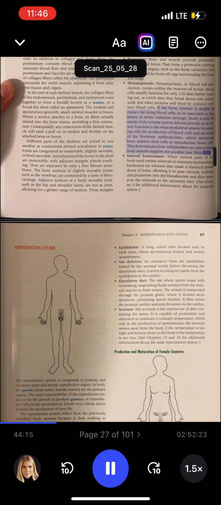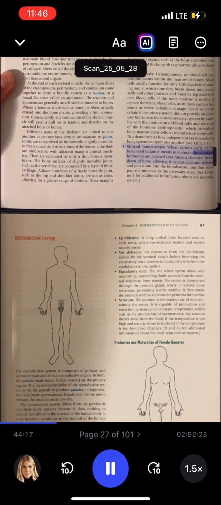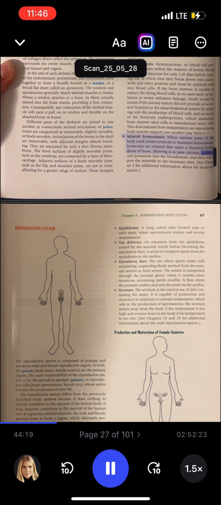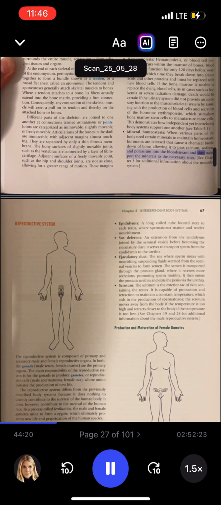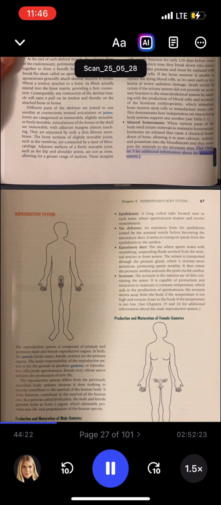See Table 5.1. In mineral homeostasis, when various parts of the body need certain minerals to maintain homeostasis, hormones are released that cause a chemical breakdown of bone, allowing it to pass calcium, sodium, and potassium into the bloodstream and thus transport the minerals to the necessary sites. See Chapter 3 for additional information about the muscular system.